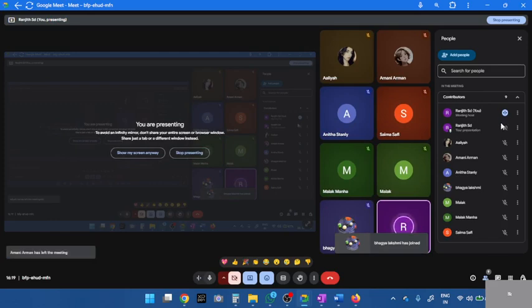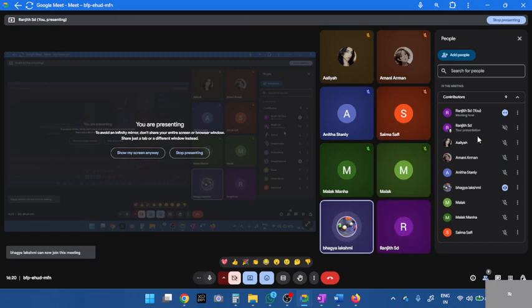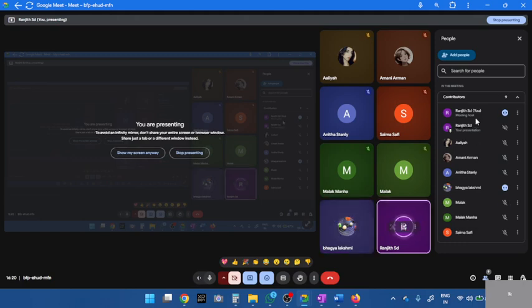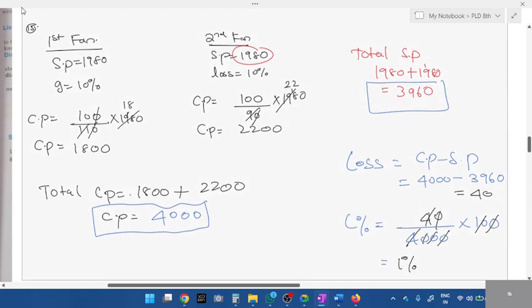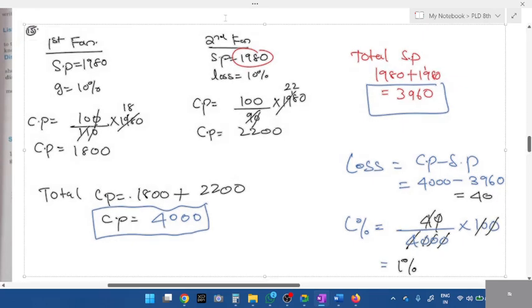Yes, Kashika, why are you late? Okay, see, I've started. We have done one question. You want to continue or attend the recording? Correct. 1% students. 15. Okay, Kashika, go through the 15 minutes recording.